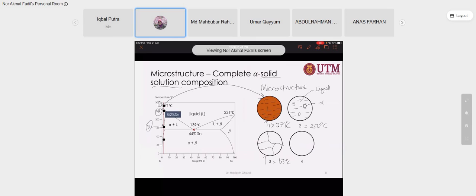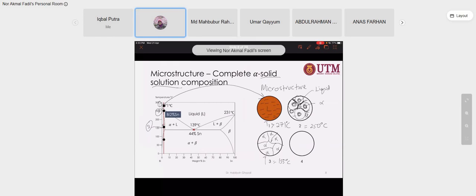Remember, at point number 2, you can see the nuclei and the small grains of alpha. When it grows larger upon the reduction of temperature, it will form a grain boundary at the interface between the grains. So you must draw a grain boundary like this. So this is alpha, alpha, alpha, alpha, all are alpha solid.